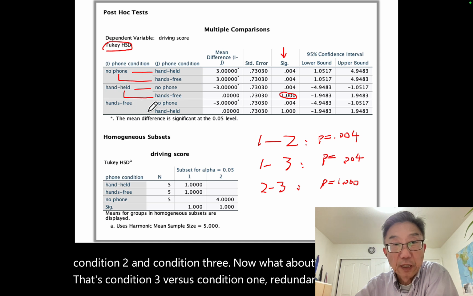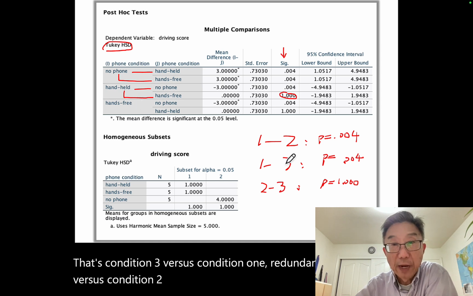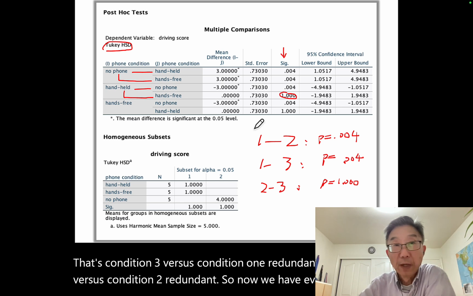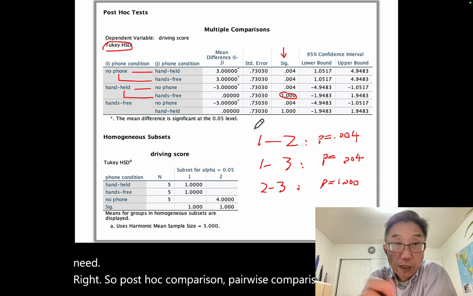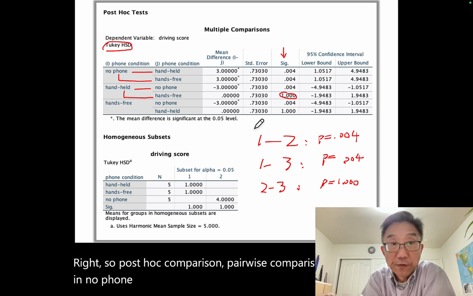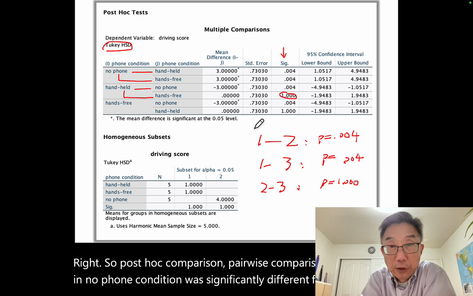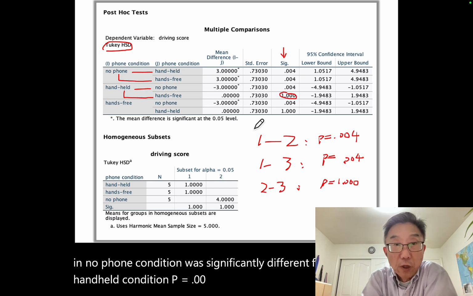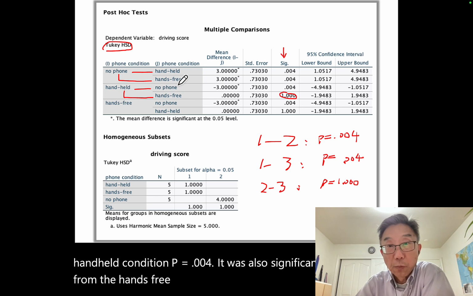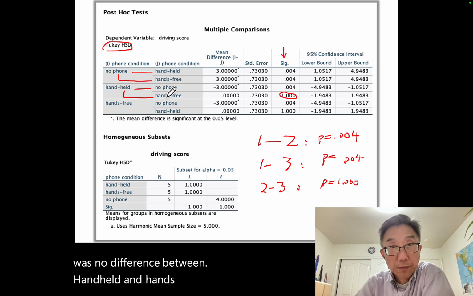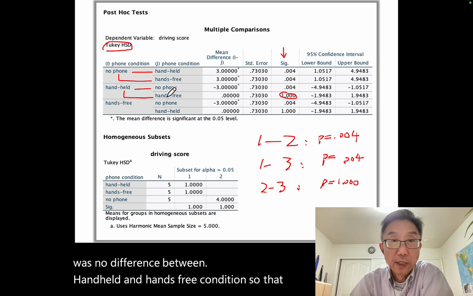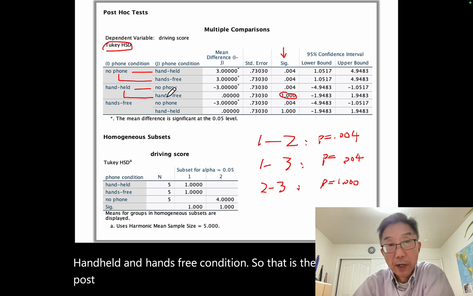Condition 3 versus condition 2, redundant. So now we have everything that we need, right? So post hoc pairwise comparison tells us that the no phone condition was significantly different from the handheld condition, p equals 0.004. It was also significantly different from the hands-free condition, p also equals 0.004. However, there was no difference between handheld and hands-free condition. So that is the result of the post hoc pairwise comparisons.